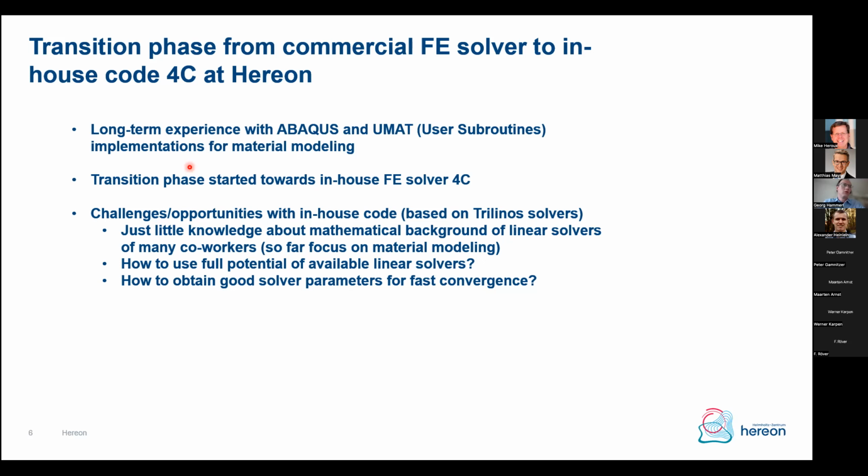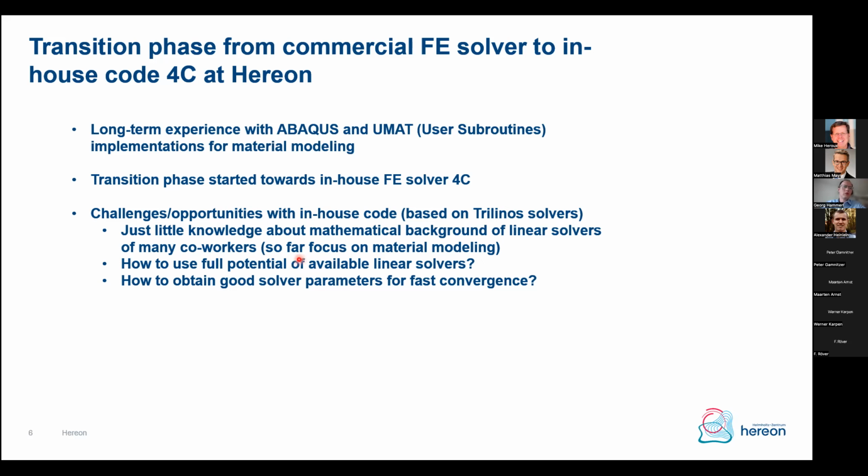And we see here a lot of opportunities. That's the reason why we'd like to use it. But also, of course, we face challenges. So far, there's less knowledge, especially about the mathematical background, especially of linear solvers, among many coworkers. They were really focused on the material modeling aspect, writing the user subroutines, and the main work was done by Abaqus.